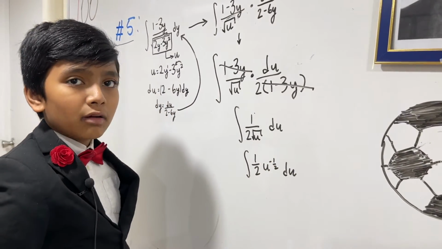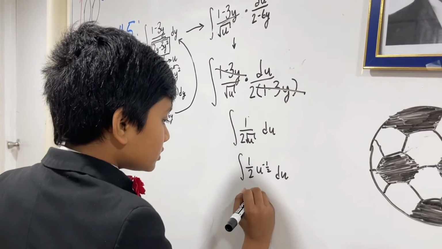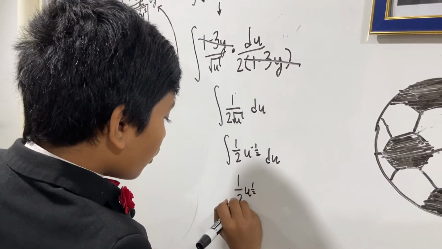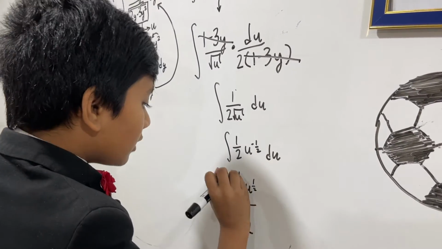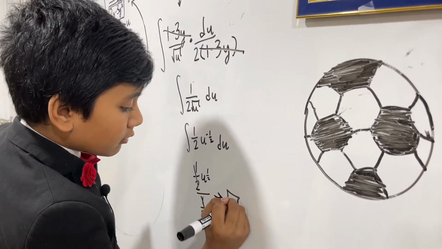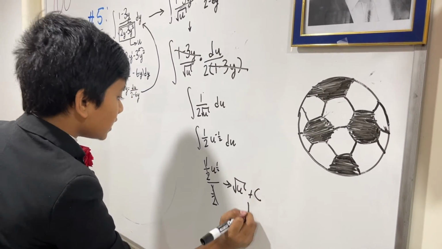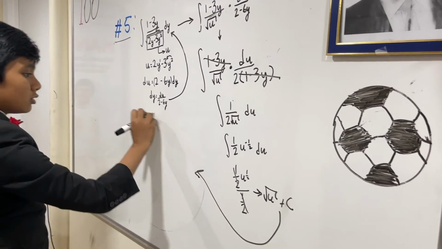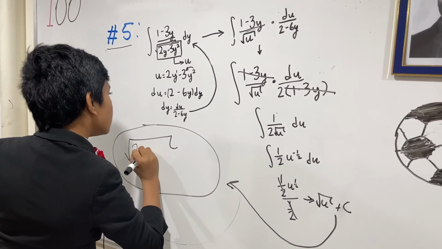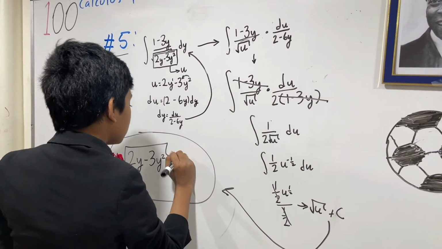Now we use our reverse power rule where we add 1 to the exponent and then divide by that exponent. So 1/2 u to the 1/2 over 1/2 becomes what? Well, these 1/2 cancel out, it just becomes u to the 1/2 or the square root of u, plus c. And then we substitute back, so our answer becomes the square root of 2y minus 3y squared plus c.